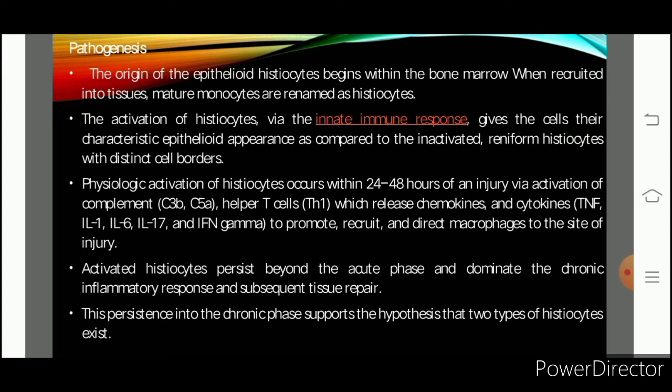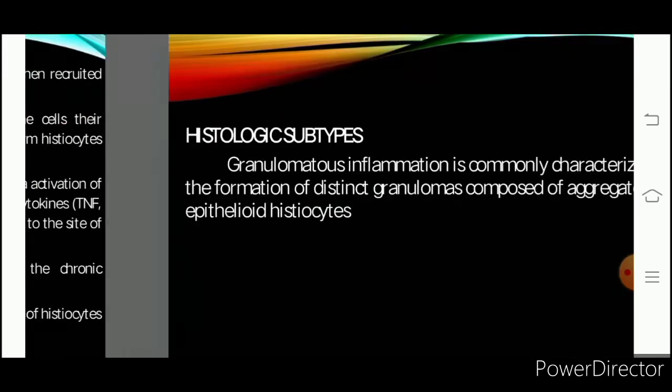So, activated histiocytes persist beyond the acute phase and dominate the chronic inflammatory response and subsequent tissue repair. So, there are two types of histiocytes, one to balance the inflammatory effect and encourage phagocytosis, and the other to aid in wound repair and fibrosis, and this persists into the chronic phase.